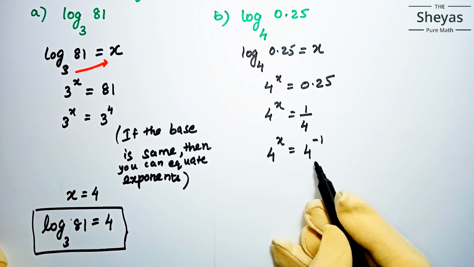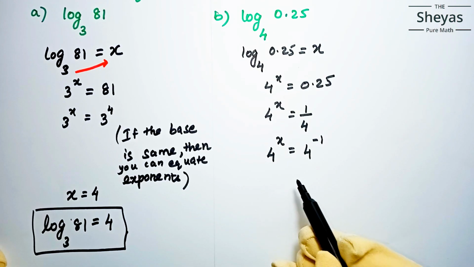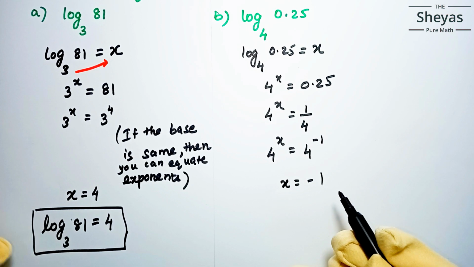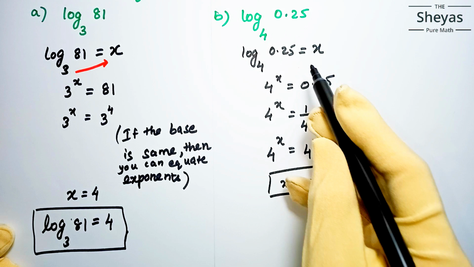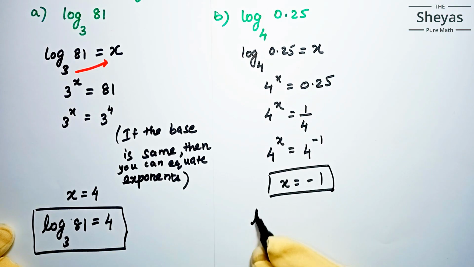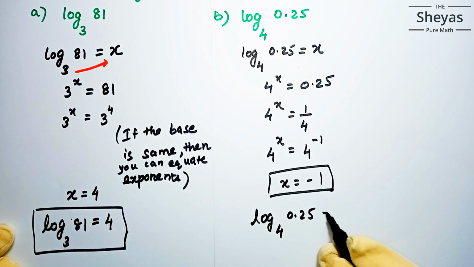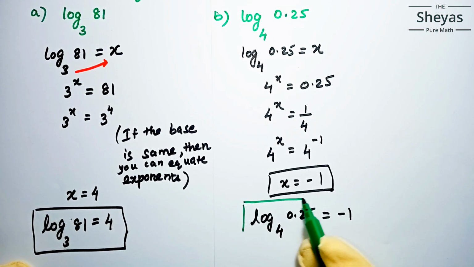Now the base is the same, so you can use this rule: if the base is the same, then you can equate the exponents. Therefore, x is equal to minus 1. Now you have found the value of log to the base 4 of 0.25, that is minus 1.